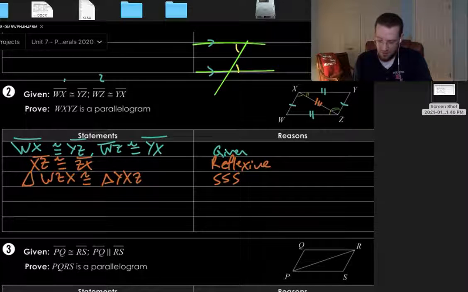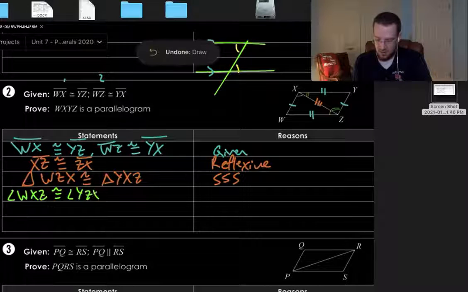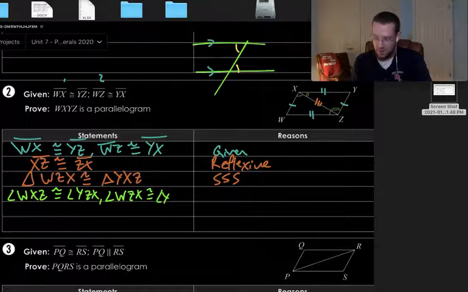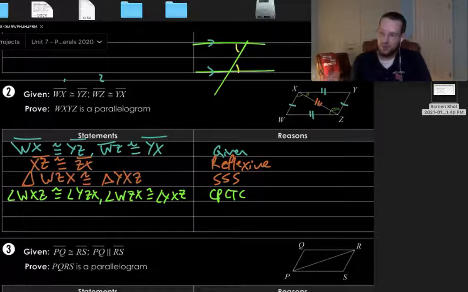And so rather simply, we can just say, okay, angle WXZ is congruent to angle YZX, and also angle WZX is congruent to angle YXZ. So those angles in the corner that I highlighted here, they're congruent, and why? Well, because the triangles are congruent. That's what CPCTC is just saying. So all these parts are congruent.